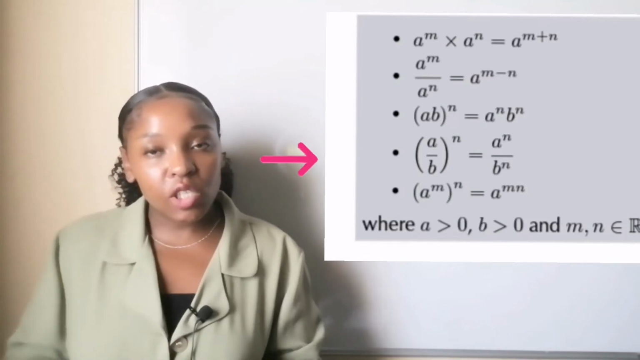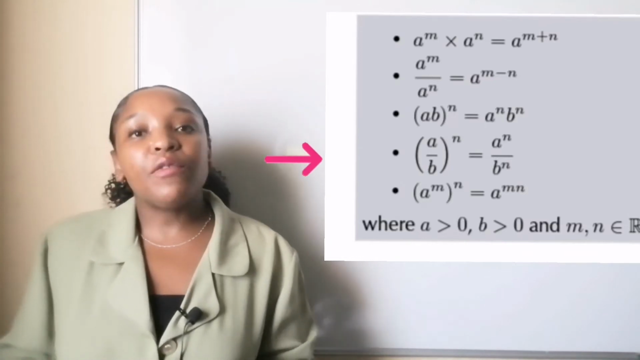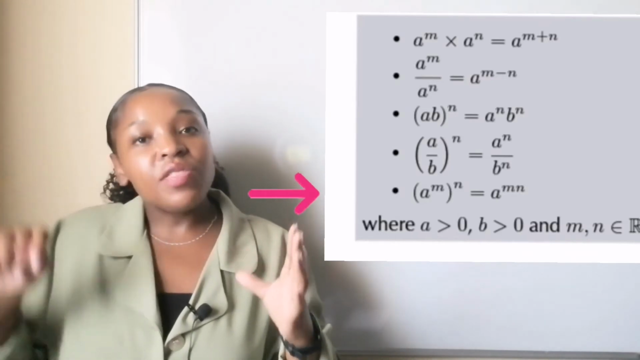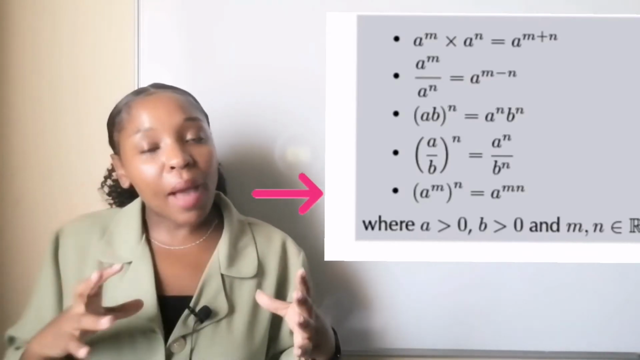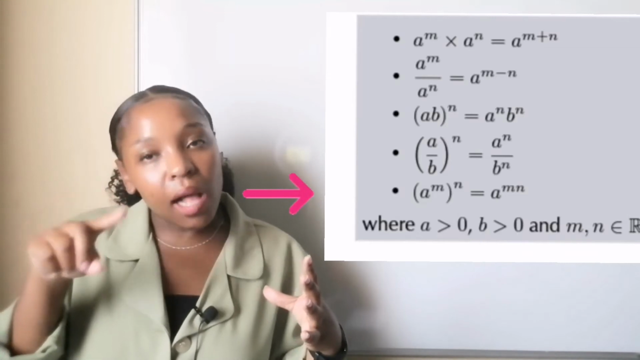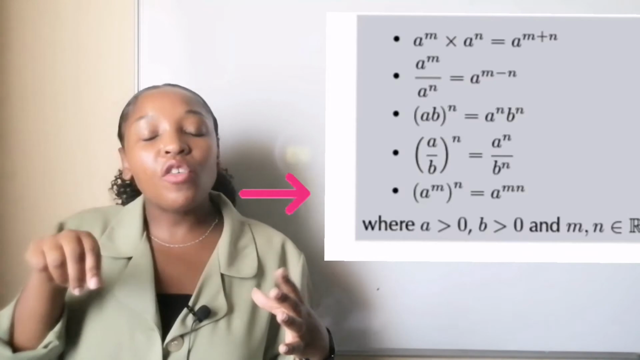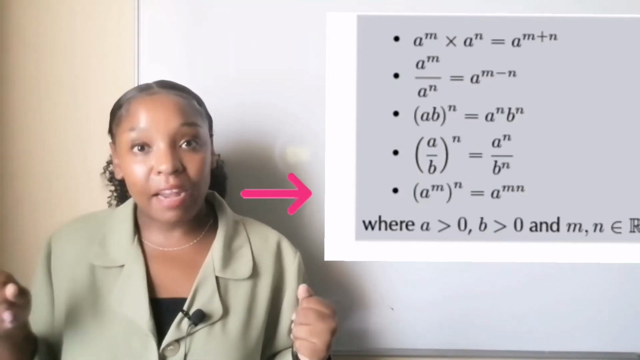And the 5th exponential law that I took you guys through is if you've got a to the power of m all raised to the power of n, then you just take your power a to the power of m multiplied by the n. So it's going to be a all raised to the power of m multiplied by n.